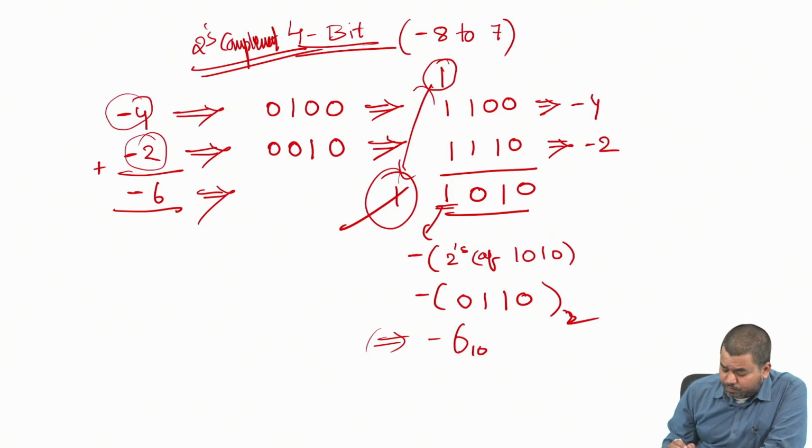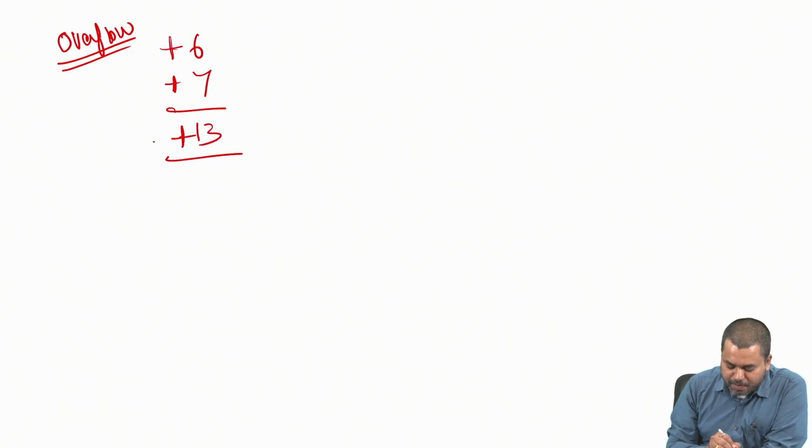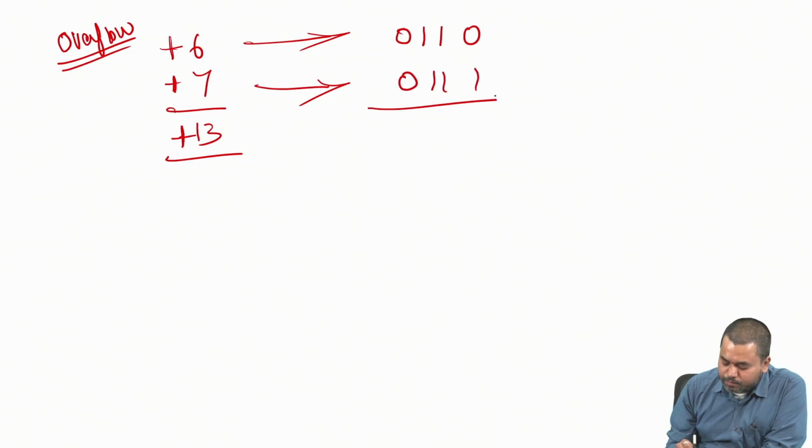Now we'll see one overflow condition. Let us take an example where we get an overflow. Let me take +6 and +7. I get +13, and +13 cannot be represented. So let us take the +6 representation: 0 1 1 0. +7 is nothing but 0 1 1 1. Adding them gives 1 1 0 1.